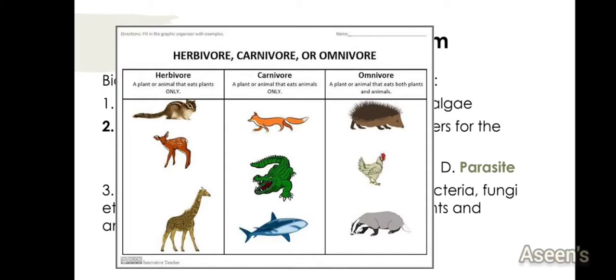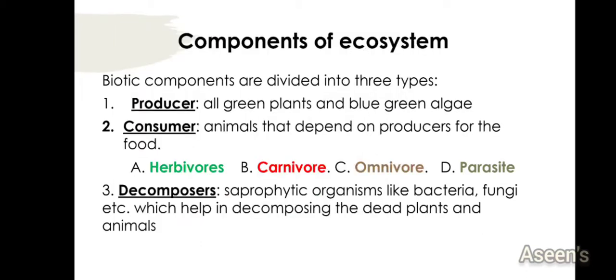Whereas omnivore, the third one, these organisms have a diet which consists of both direct green plants as well as direct animals. It's like they are herbivores as well as carnivores. They depend upon both types of diets, hence we call them omnivores. And the best example for omnivores is human being, since we depend on both the products of plants as well as animals for our food.